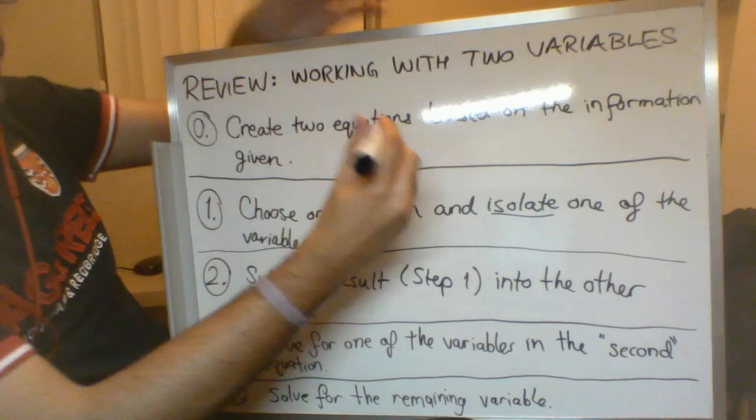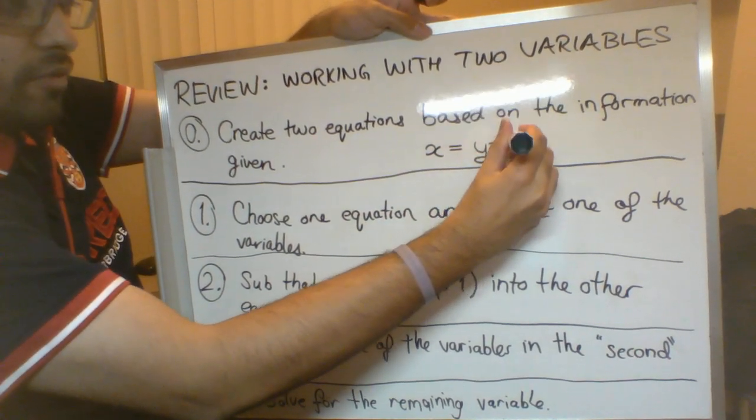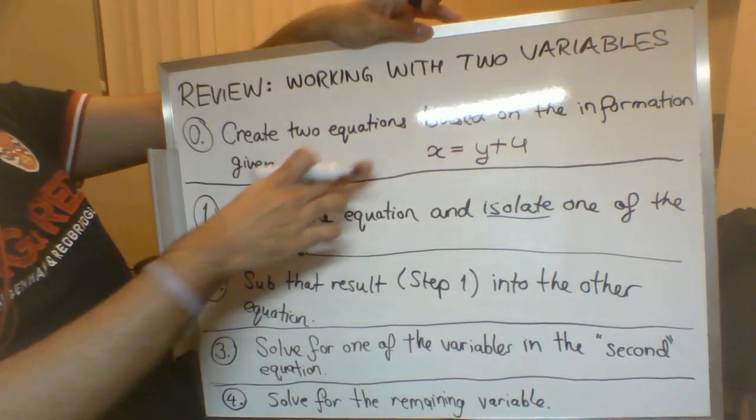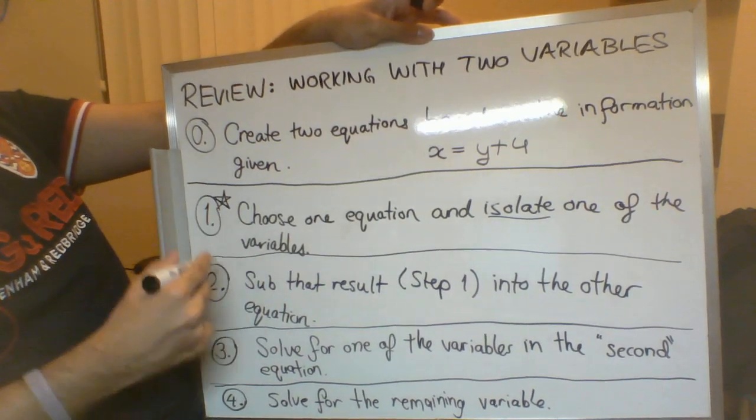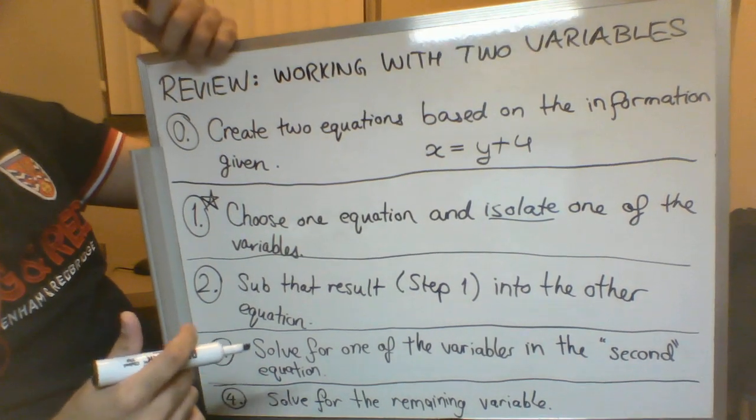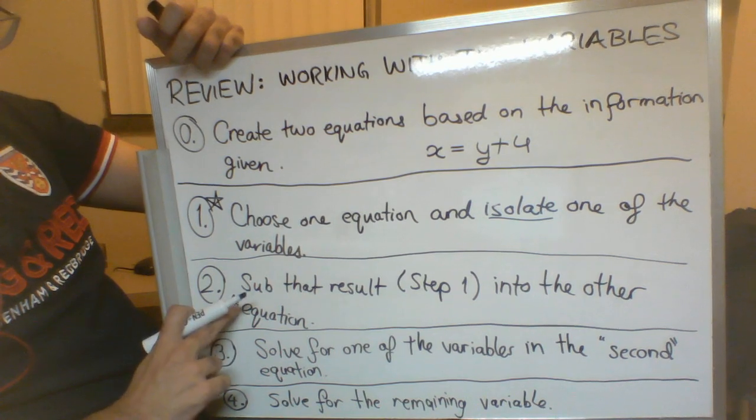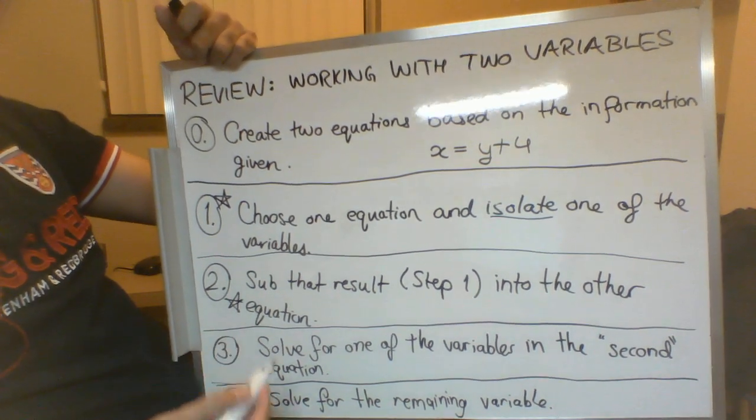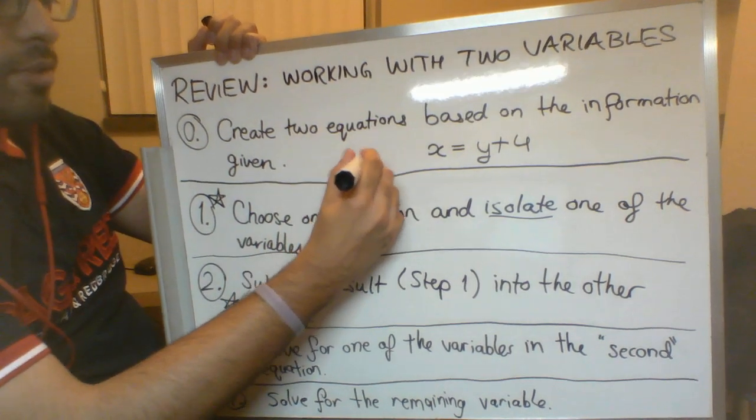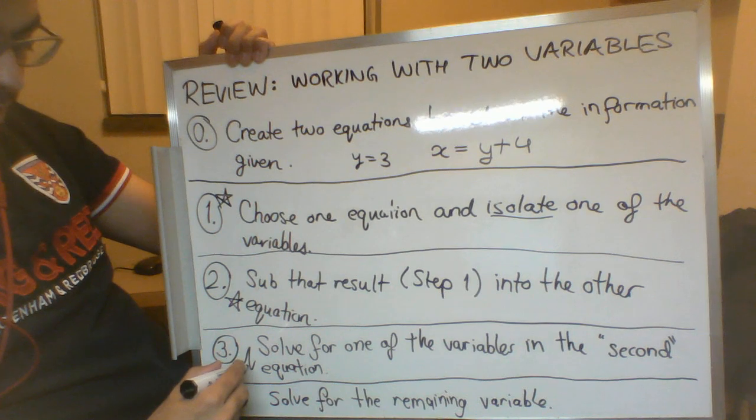So if the other equation was something like, let's say, x equals y plus 4, then first you solve for x, that would have been your step 1. Then you sub that result into whatever your second equation is. That's your step 2. Then in step 3, you get something like y equals 3 as your result down here in step 3.